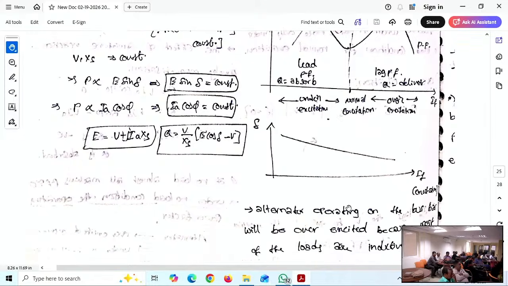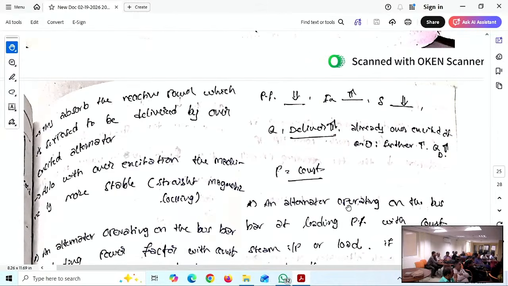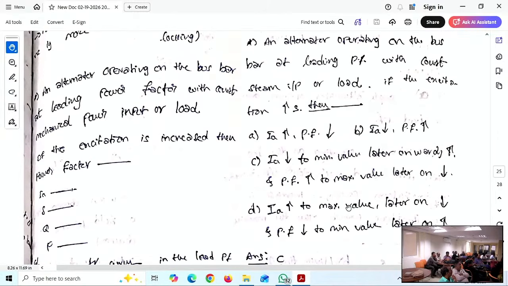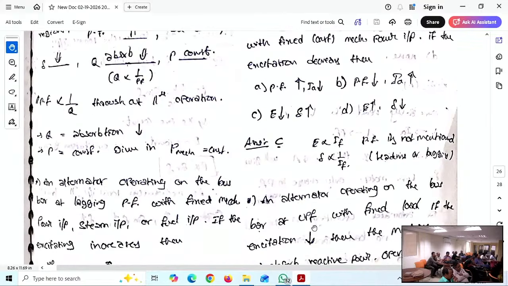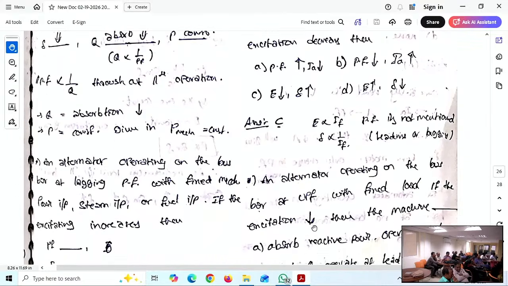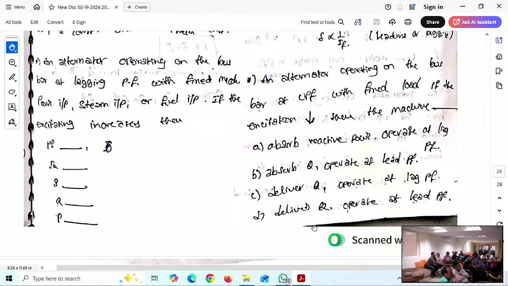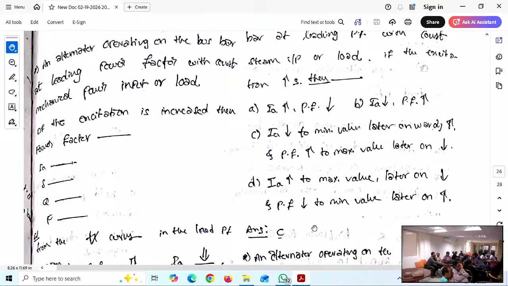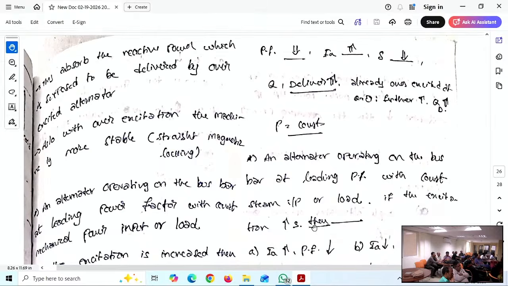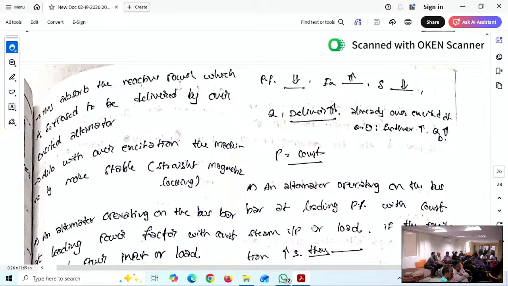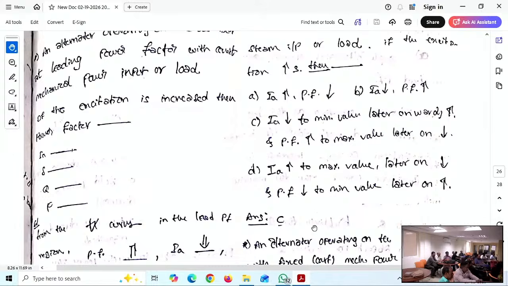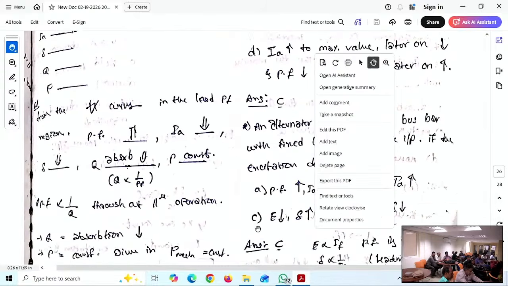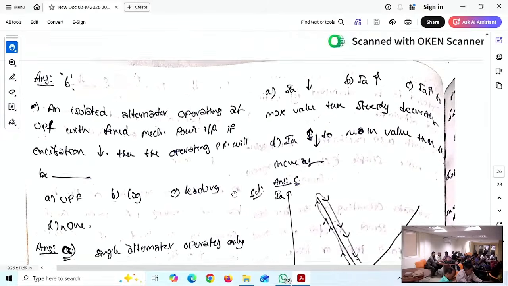Right, next. Next, wait. One example happened. Next, scroll up. Next. Another, next page, slowly. Wait. The next page.